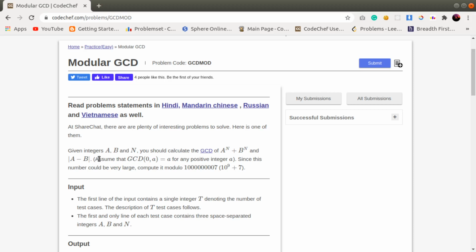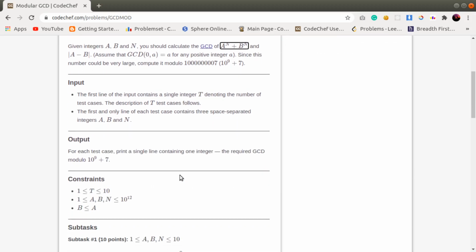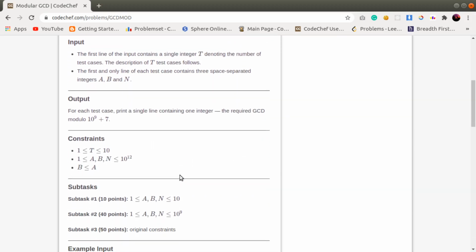Here we are given three integers a, b and n, and our task is to calculate the greatest common divisor, or the GCD, of a power n plus b power n, this is my first term, and the absolute value of a minus b. And here we are to assume GCD of 0 comma a is equal to a for any positive integer a, and the final result we will have to compute modulo 10 power 9 plus 7, and these are our constants. You can see the problem statement; I will post the link in the description, so I'll move to the explanation part.